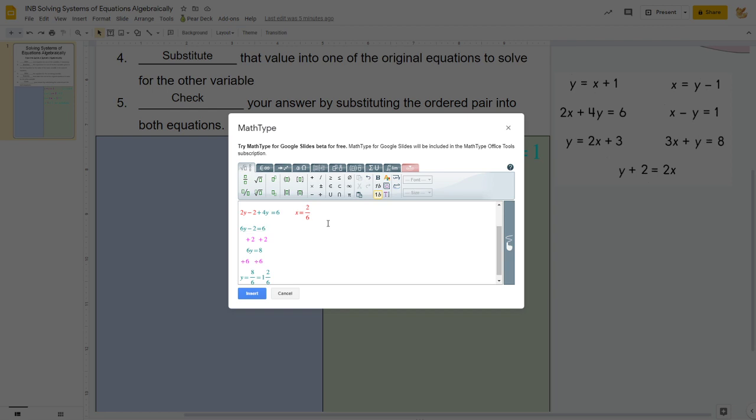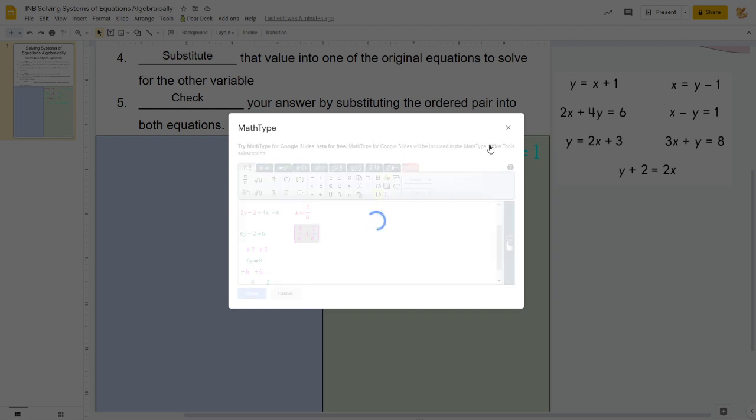It's going to be, let's make this pink. x is going to be, let's do that. It's going to be 2/6, comma, 1 and 2/6. And of course it made that one part of it again. Okay, make that all pink.